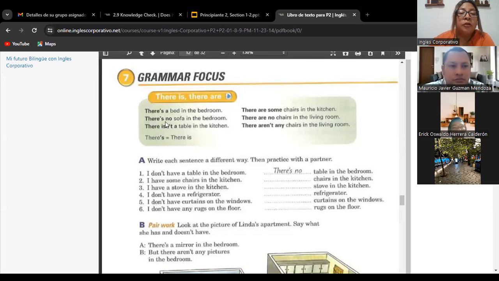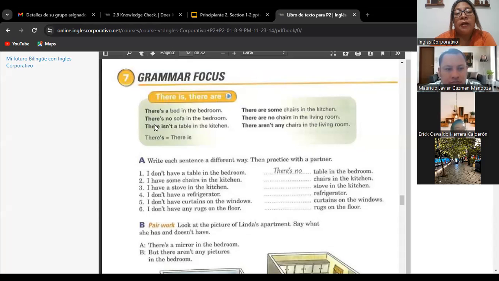Y luego tenemos, there's no sofa in the bedroom. Okay, que también tiene una connotación negativa. O sea, que no hay tampoco. Okay, there's no sofa in the bedroom, or there isn't a table in the kitchen. Que cualquiera de las dos formas sería para referirnos cuando no hay, o no están esos objetos.